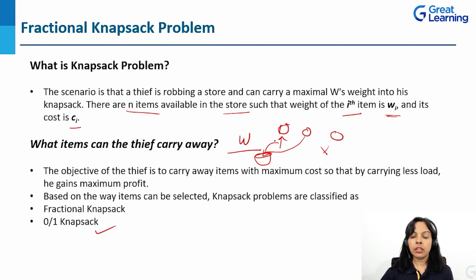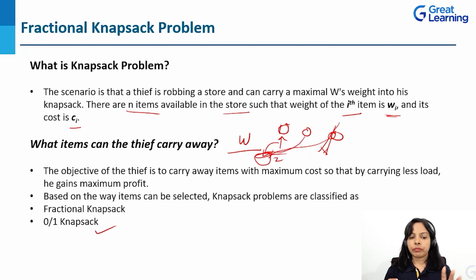Next scenario can be that, okay, first item is put in the bag by the thief, second item is also put in the bag by the thief. While putting the third item, as it cannot be completely included in the bag, he can take a fraction of it. Suppose 2 kg of space is left, he can just take a 2 kg part of it and put it in the bag. He can break it into pieces and select that piece which fits into his bag. And this is called your fractional knapsack.